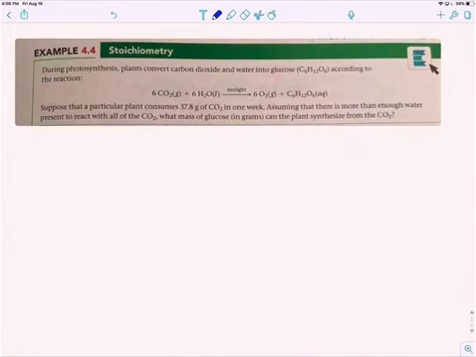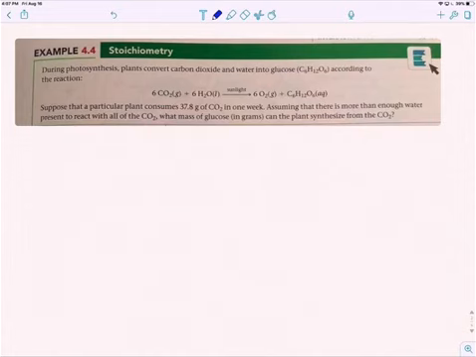Stoichiometry. During photosynthesis, plants convert carbon dioxide into water and glucose according to the photosynthesis reaction. Say a particular plant consumes 37.8 grams of carbon dioxide in 1 week. What mass of glucose is made? So assuming there's enough water, what mass of glucose did the plant synthesize? Okay, and we are doing experiments like this because we want to look at sequestering carbon dioxide. In this case, we know that carbon dioxide is the limiting reagent. So this has already been told to us. So it's going to be more complicated than the next one, but let's go ahead and do this.